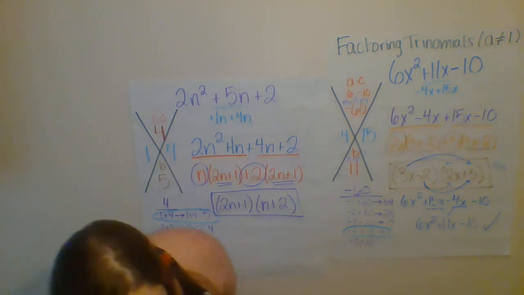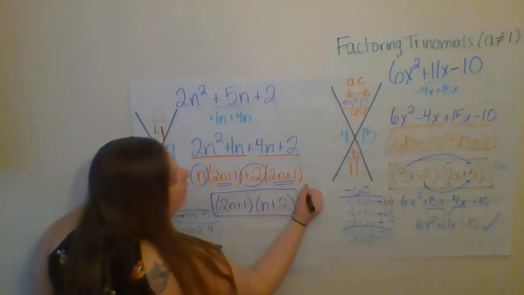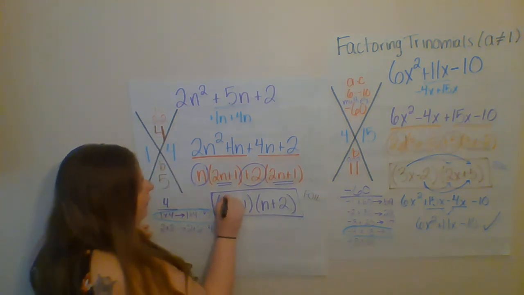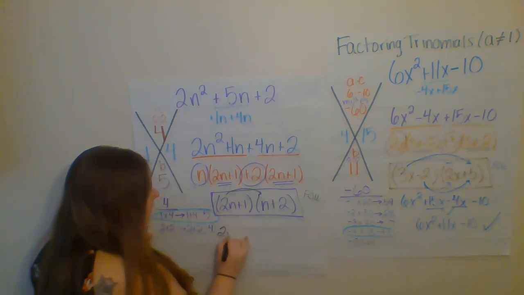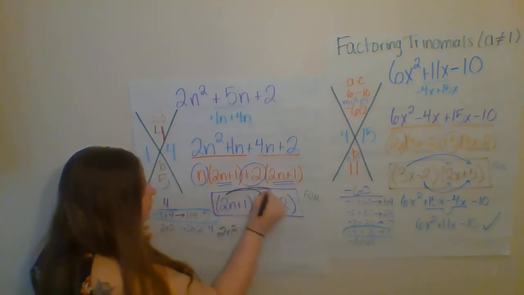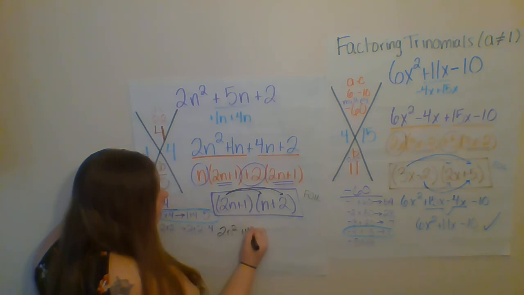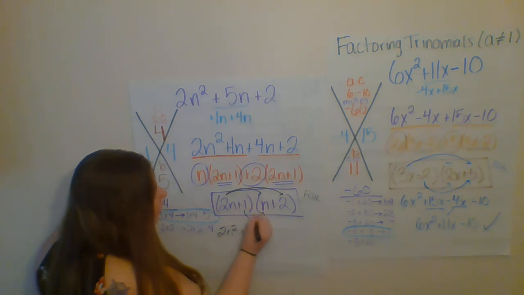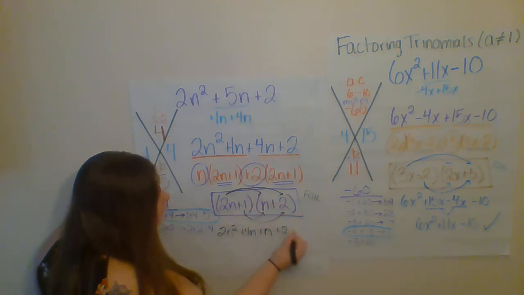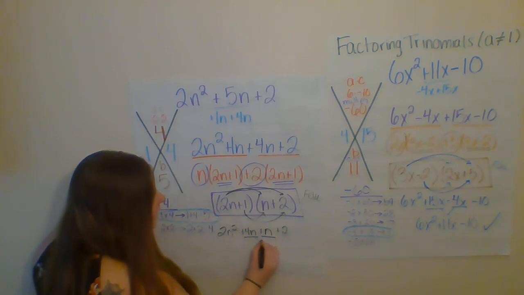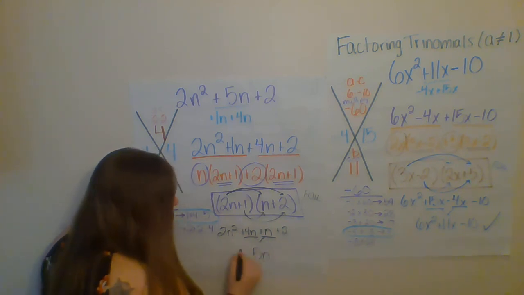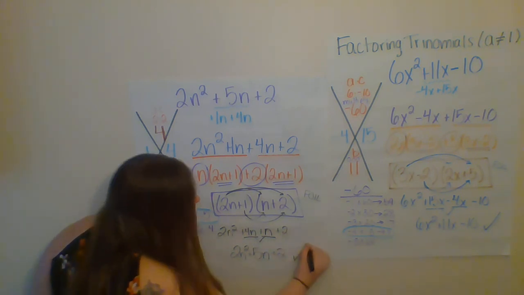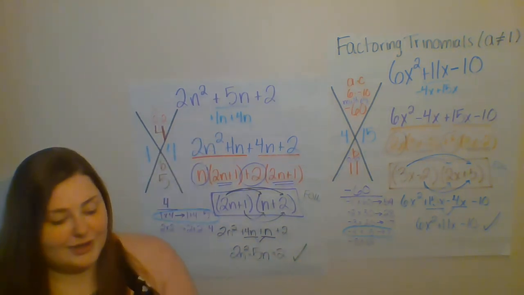And now we can check this by foiling. So FOIL is first, outer, inner, last again. We have 2n times n is 2n squared. 2n times 2 is 4n. 1 times n is 1n. And 1 times 2 is 2. We can combine the 4n and the n to be 5n, giving us 2n squared plus 5n plus 2, which is our original problem, so we did it correct.